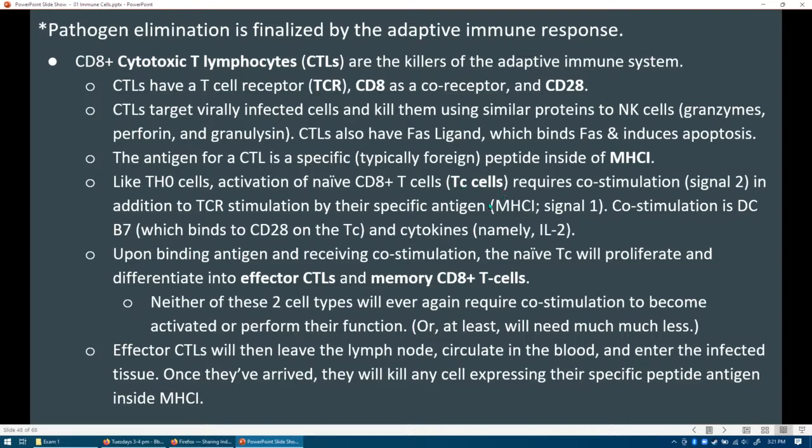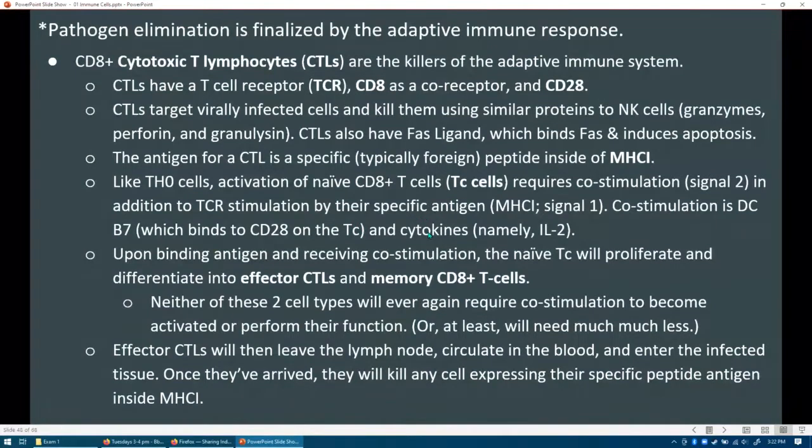The nomenclature can differ from place to place, so don't quote me on it, but usually if they're naive, they can be called TC cell, and you'll be referring to a naive CD8 cell if you say TC cell. So they require co-stimulation when they're naive. That is signal 2. Signal 1 is the T cell receptor binding to MHC1. The co-stimulation comes from dendritic cell B7. On the cell surface of the dendritic cell, you have B7, which binds to CD28 on the naive cytotoxic T cell.